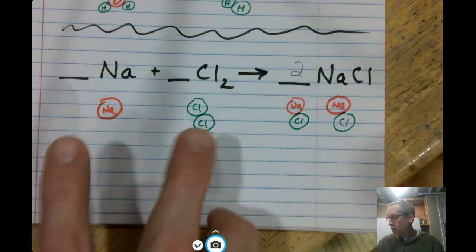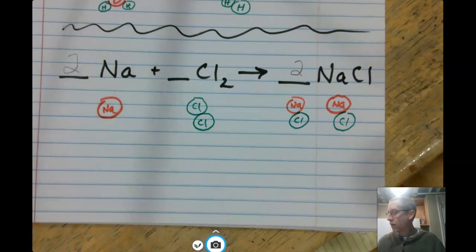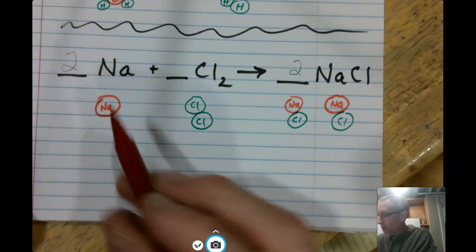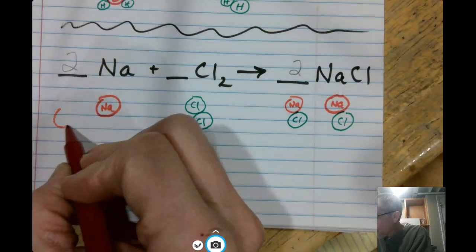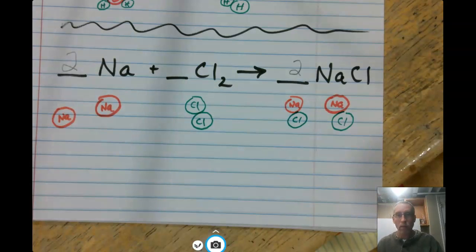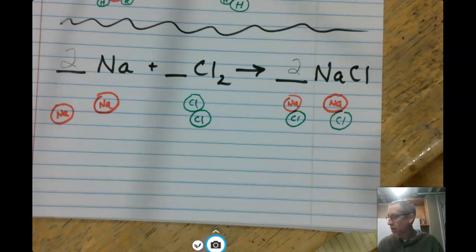I have 2 here, but only 1 on this side. So I'm going to put a coefficient of 2 right there. I'm going to draw another. Now, I'm not going to draw these bonded together. 2 Na's mean 2 independent and unbonded sodium atoms. Okay, those can exist by themselves. It's not normal. Usually they're kind of near each other, but we still consider it just an Na.